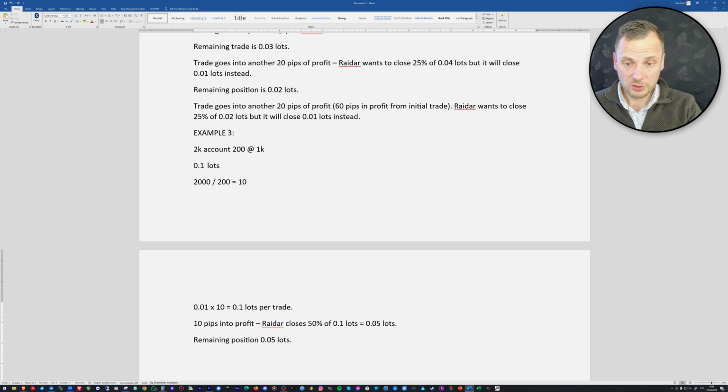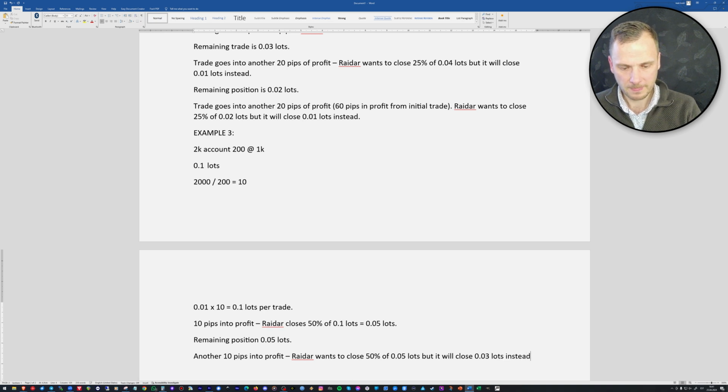Price goes more into your favor. Another 10 pips into profit. Radar wants to close 50% of 0.05 lots, but it will close 0.03 lots instead.